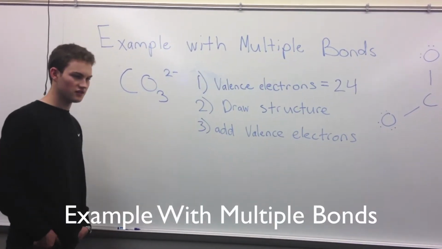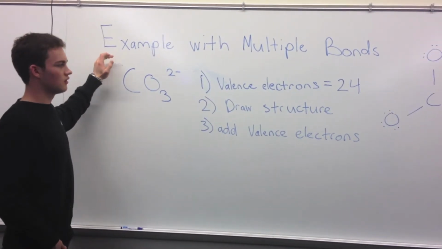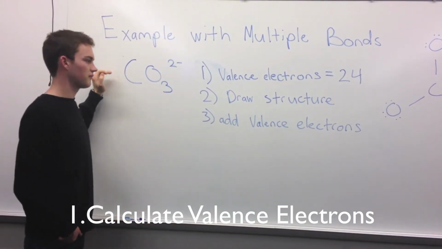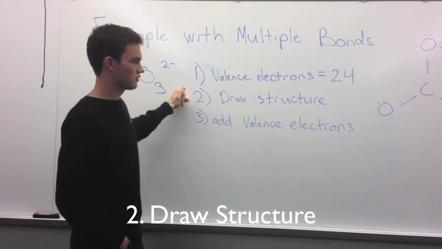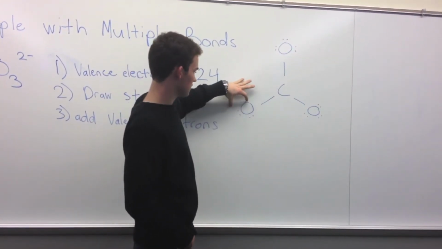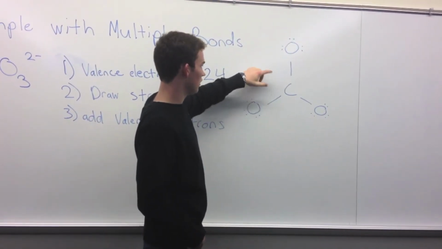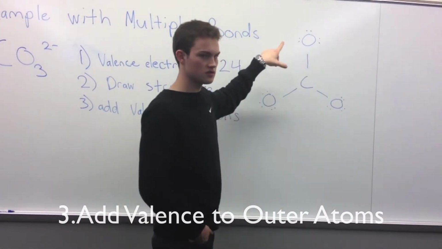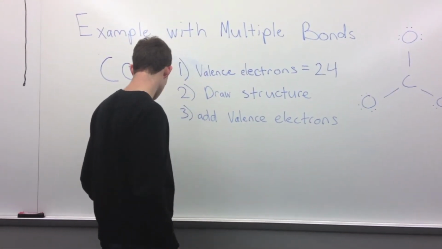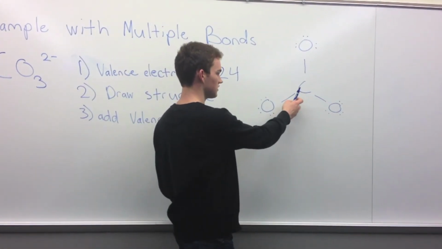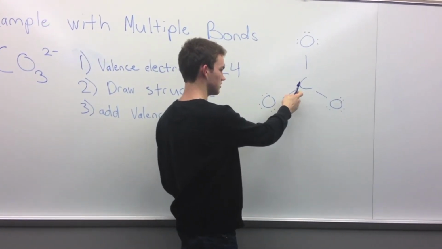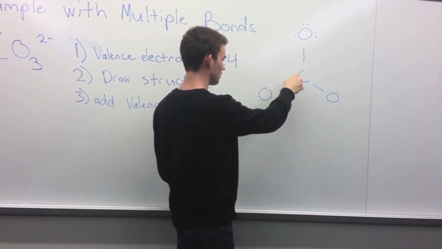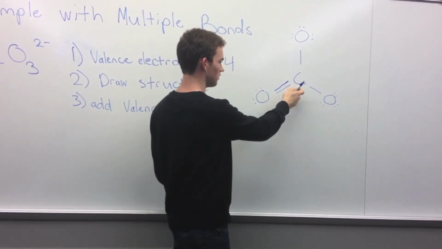So now we're going to do an example that involves multiple bonds. The first step is to calculate the total number of valence electrons, which for carbonate is 24. Then you're going to draw the basic structure, which is just single bonds between carbon and oxygen, and distribute the remaining 18 electrons to the outer 3 oxygens. But if you look at the central carbon atom, there's only 6 electrons surrounding it, which does not obey the octet rule. So we have to put 2 of these valence electrons in the form of a double bond, which gives the carbon 8 valence electrons.